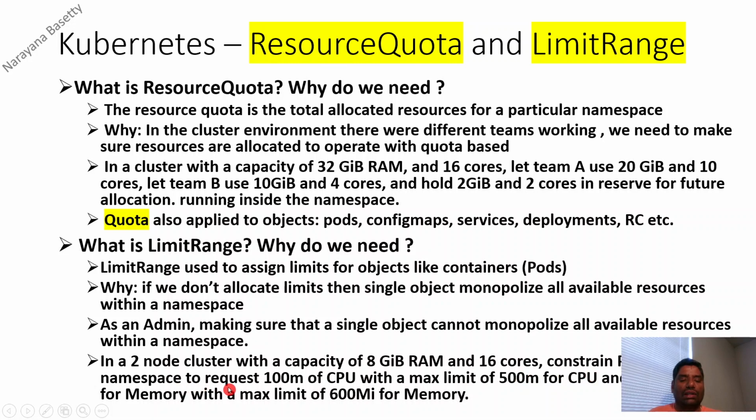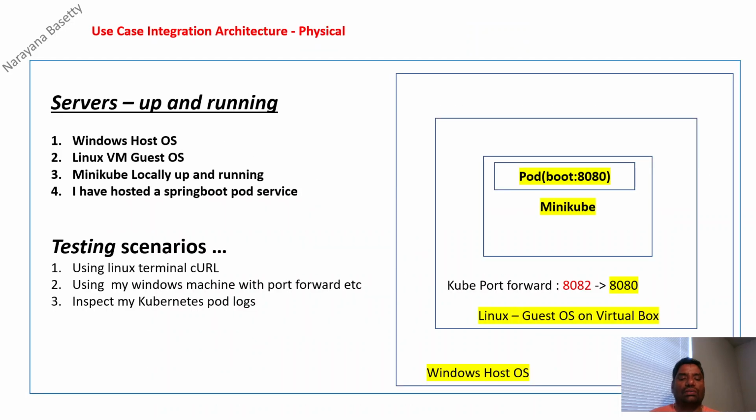Constrain pods in the namespace to request 100 milli-CPUs with a maximum limit of 500, and request 200 MB of memory with a maximum limit of 600 MB. That means the limits are always the higher number, the upper boundary, and the requests are the lower boundary. That is the default significance a developer should be aware of.